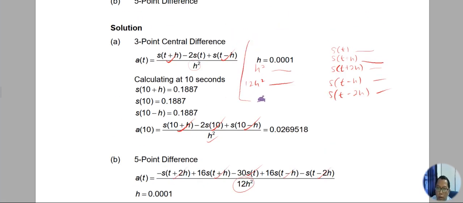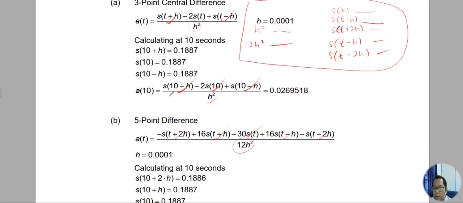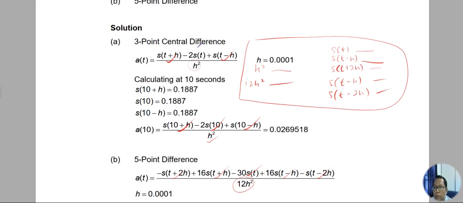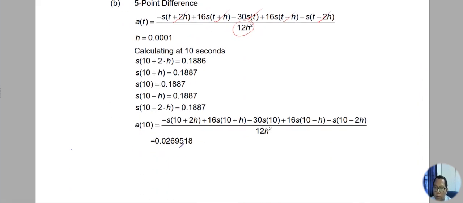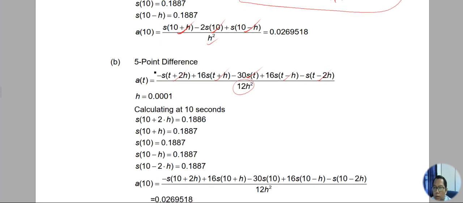So if you get all these values, then you can easily substitute into this 3 point central difference formula and also 5 point difference formula to get this answer. So you have to try.